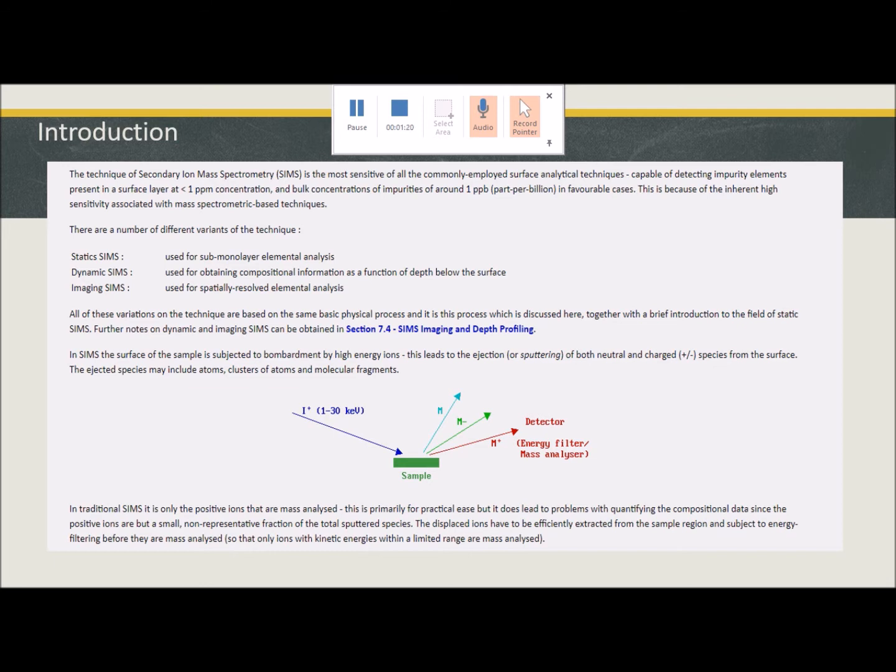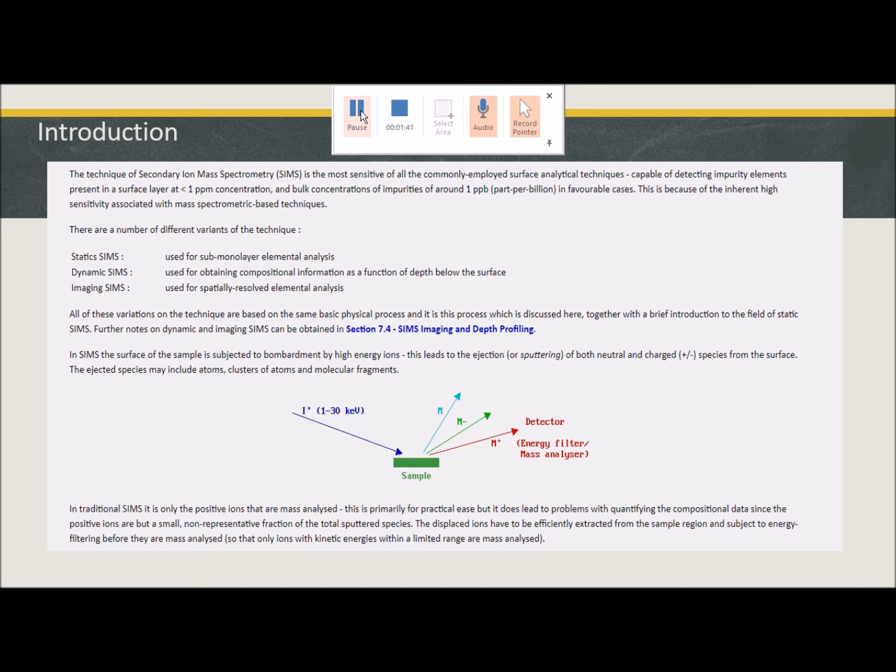There are a number of different variants of the technique. First, static SIMS, used for sub-monolayer elemental analysis. Second, dynamic SIMS, used for obtaining compositional information as a function of depth below the surface. And the last one, imaging SIMS, used for spatially resolved elemental maps.